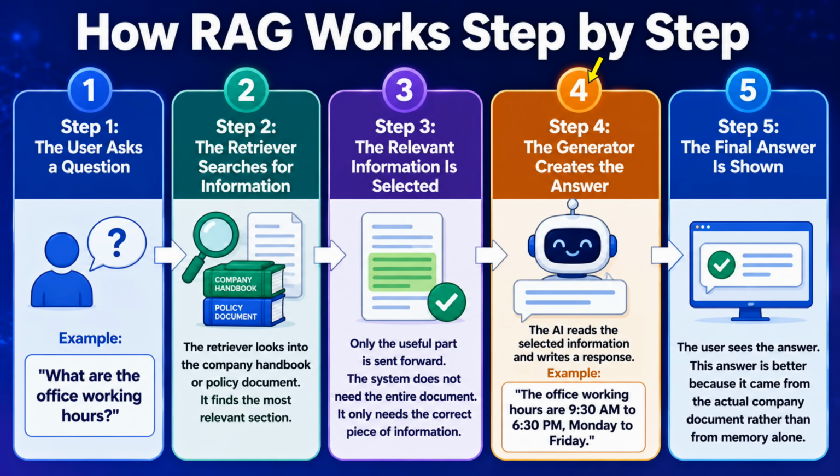Step 4. The generator creates the answer. The AI reads the selected information and writes a response. For example, the office working hours are 9:30 a.m. to 6:30 p.m., Monday to Friday. Step 5. The final answer is shown. The user sees the answer. The answer is better because it came from the actual company document rather than from memory alone.